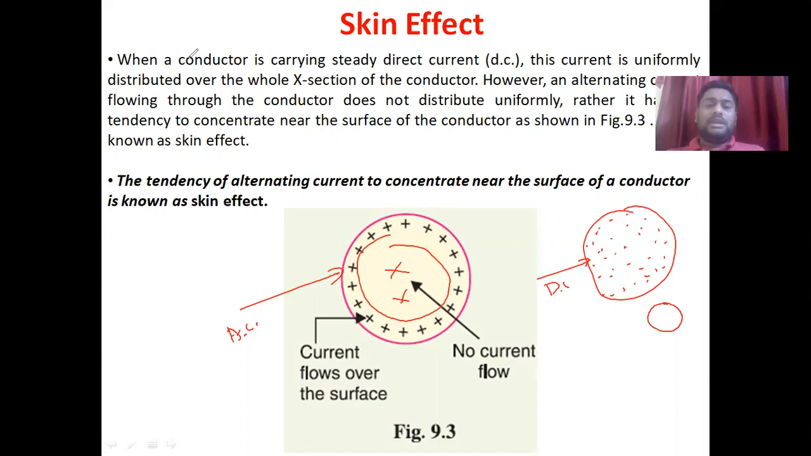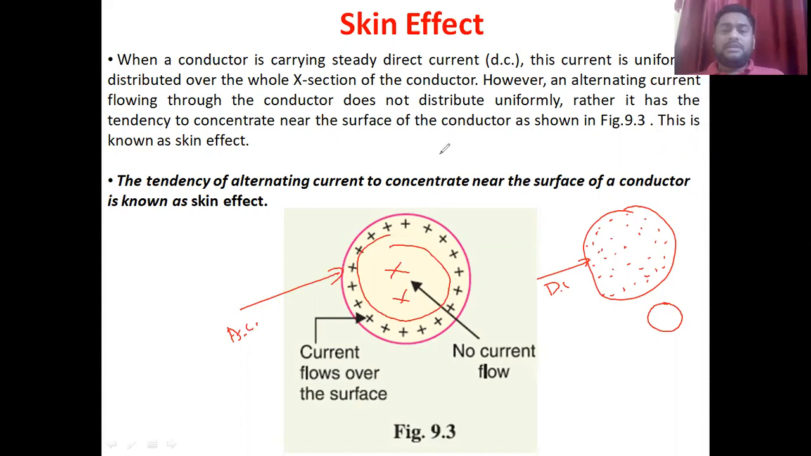Now similarly, the alternating current flowing through the conductor does not distribute uniformly; rather it has the tendency to concentrate near the surface of the conductor. Means the current is flowing through the surface of the conductor. So this is known as the skin effect. In short, what is meant by skin effect? The tendency of alternating current to concentrate near the surface of the conductor is known as the skin effect.